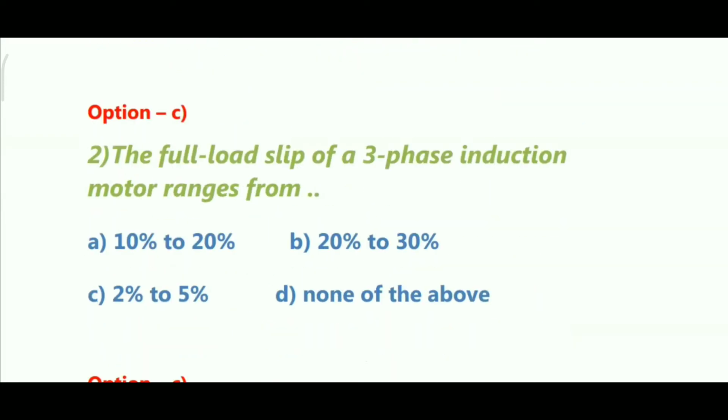Next question. The full load slip of a three-phase induction motor ranges from: option A, 10% to 20%; option B, 20% to 30%; option C, 2% to 5%; and option D is none of the above. So here I would answer option C, 2% to 5%.